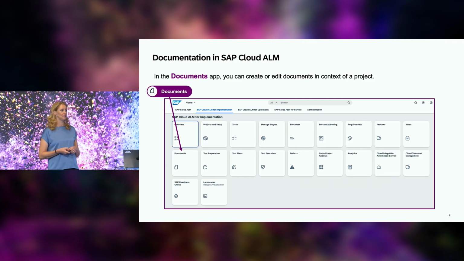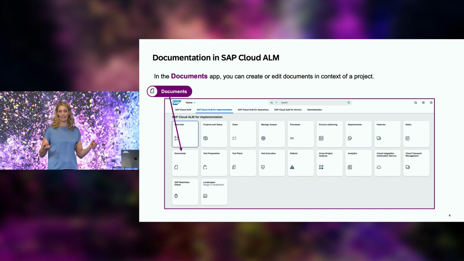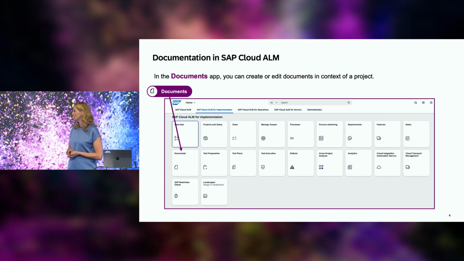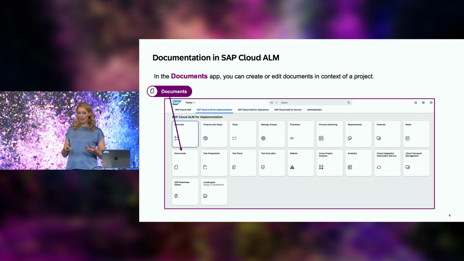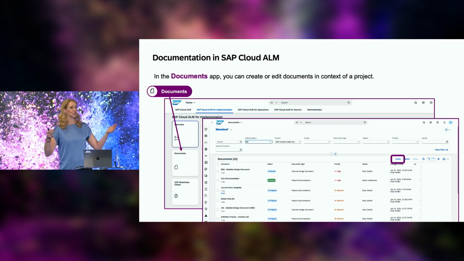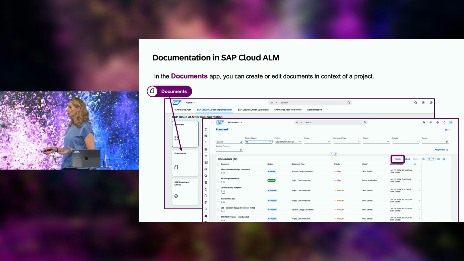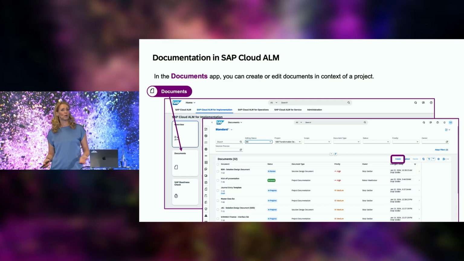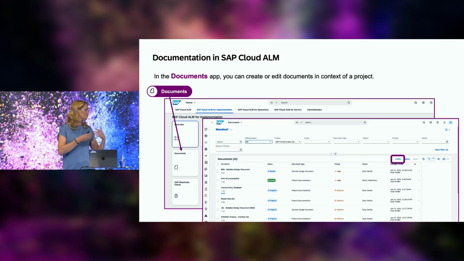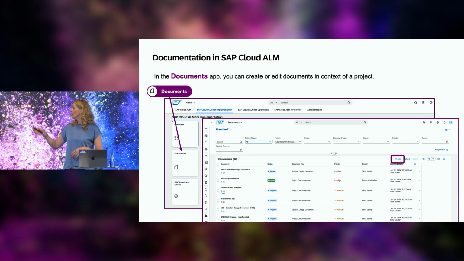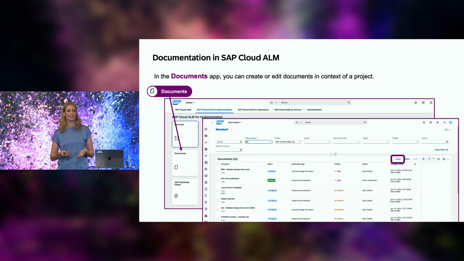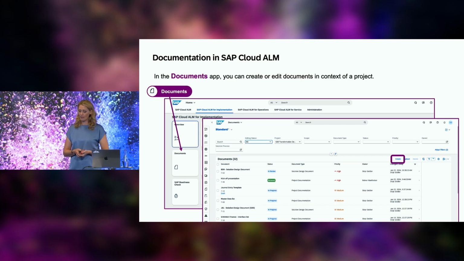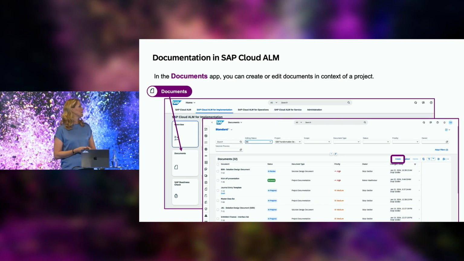The Documents application is available in the Launchpad, again, since last year in June. And in the Documents app, you have basically all the great functionality that you have also for requirements and tasks. You have a list view, you can sort, you can search, you can group, you can filter by all the different attributes that we have. So basically, if you know already some of the other functionalities, then you will get very easily into this document application.